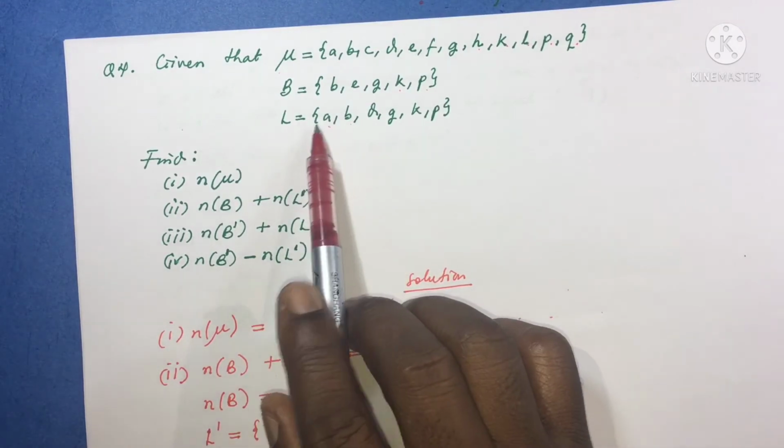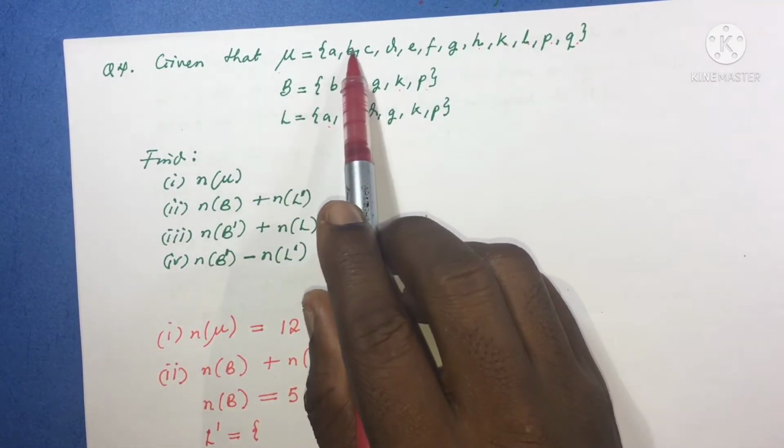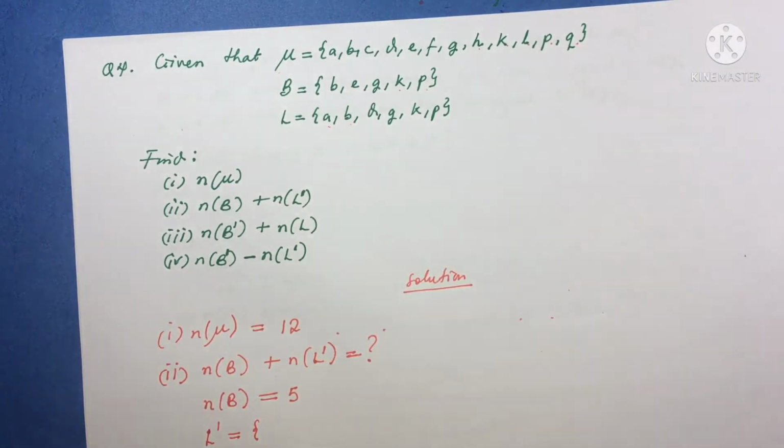Let's list them out. So there is A in L, in the universal set there is A, B, B. So I'm going to bring out C. So C is not found in L, but it's found in the universal set. E is not found in L, but it's found in the universal set.